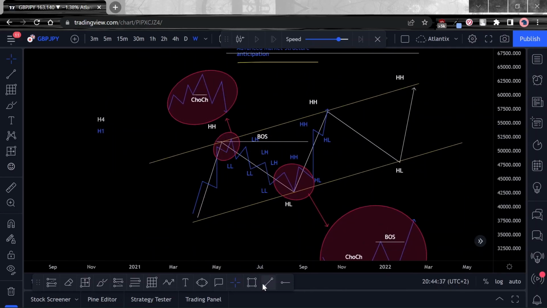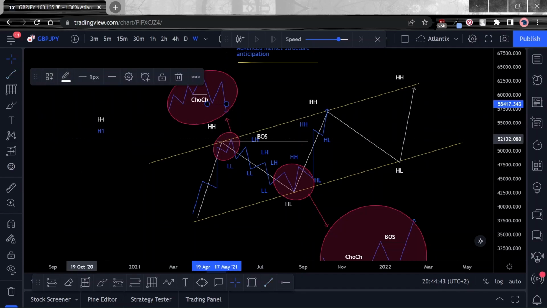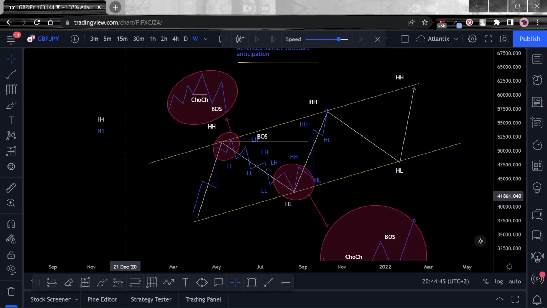And the same is true for this side as well. Without wasting too much time, obviously, when we see this break, what should we call that? It's a bearish break of structure.